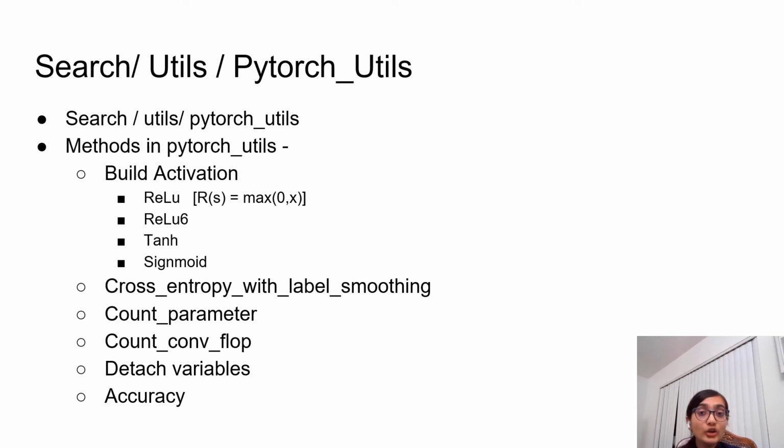Next, in PyTorch utils, in the utils structure, it has functions like, the most important one, build activation. It is going to build the activation function based on its activation function type, such as ReLU, ReLU6, TANH, and sigmoid. ReLU is nothing but rectified linear unit.